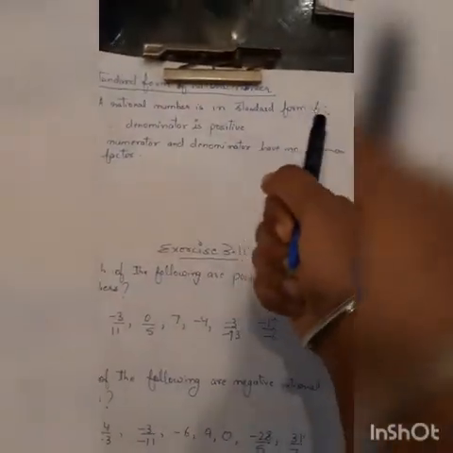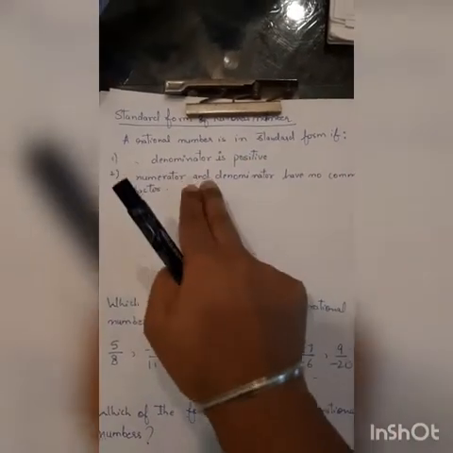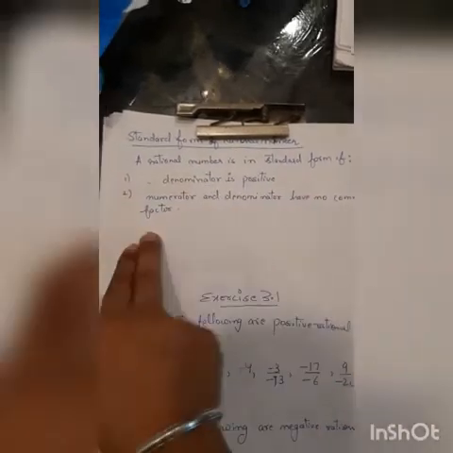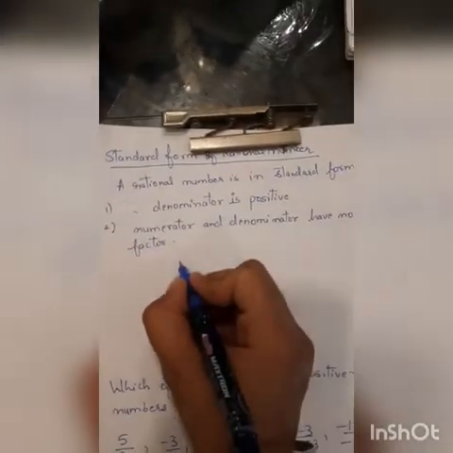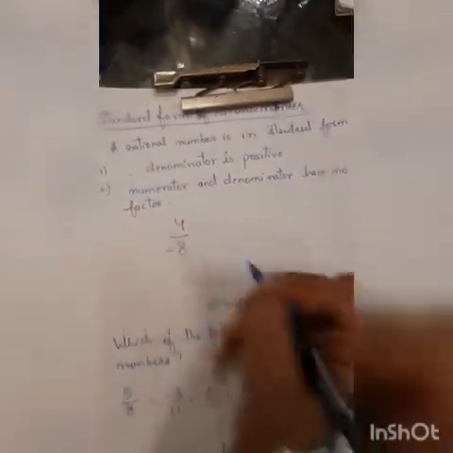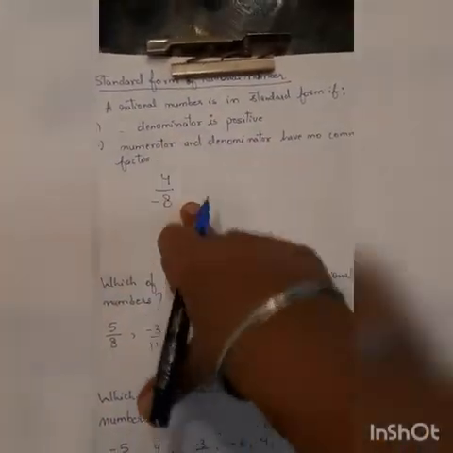A rational number is in standard form if these two conditions are fulfilled. The denominator is positive and the numerator denominator have no common factor. Let me take for example 4/-8. Student, this is a rational number, but it is not in its standard form.